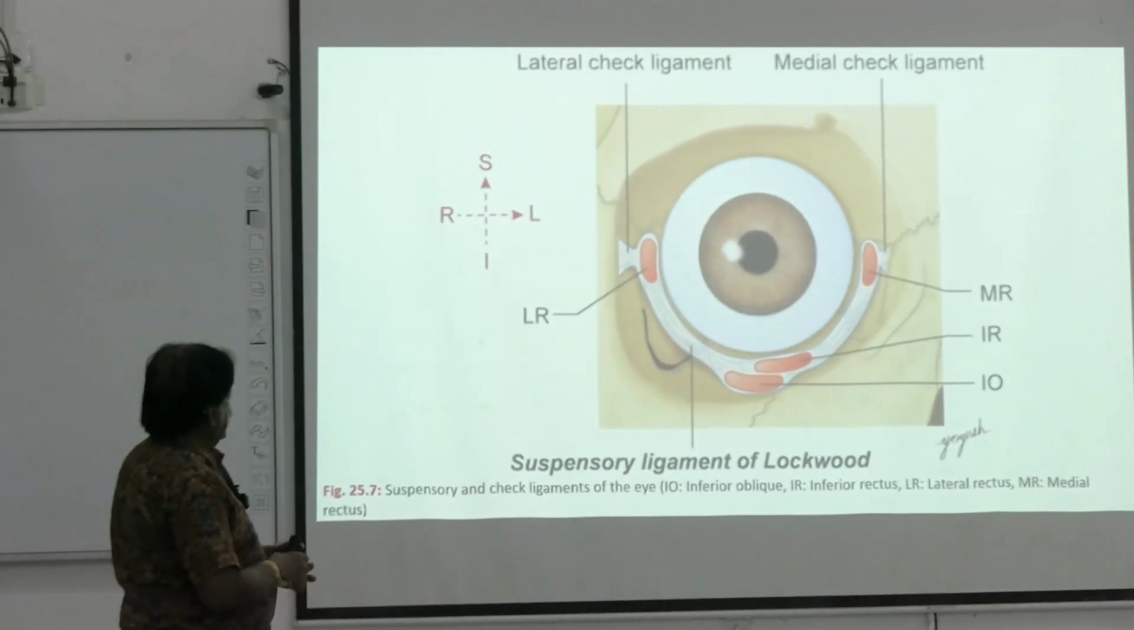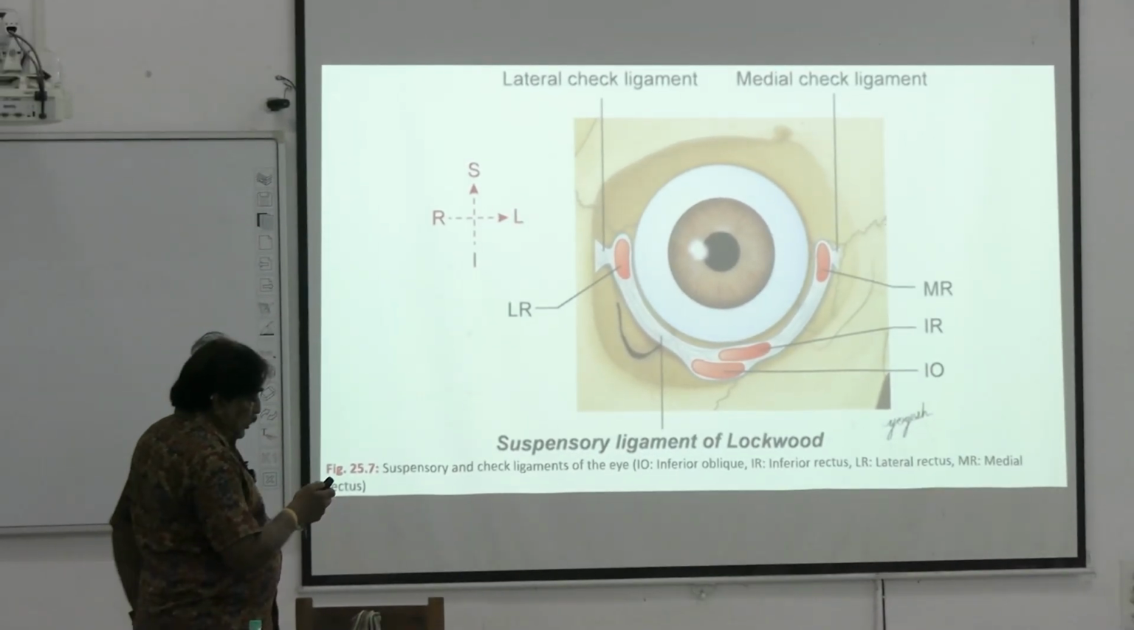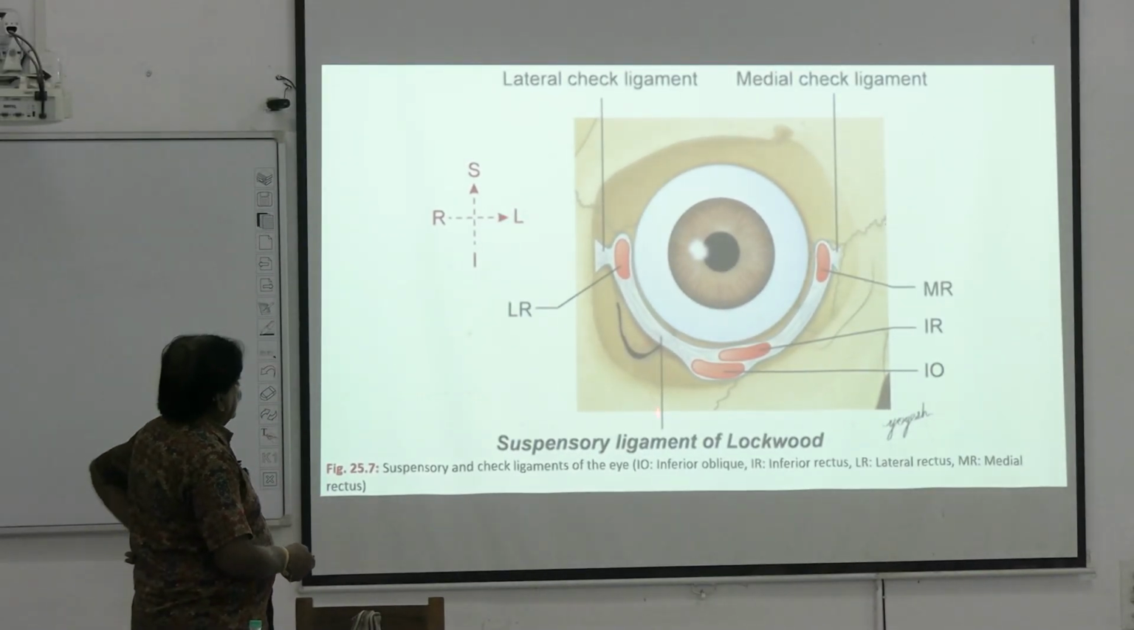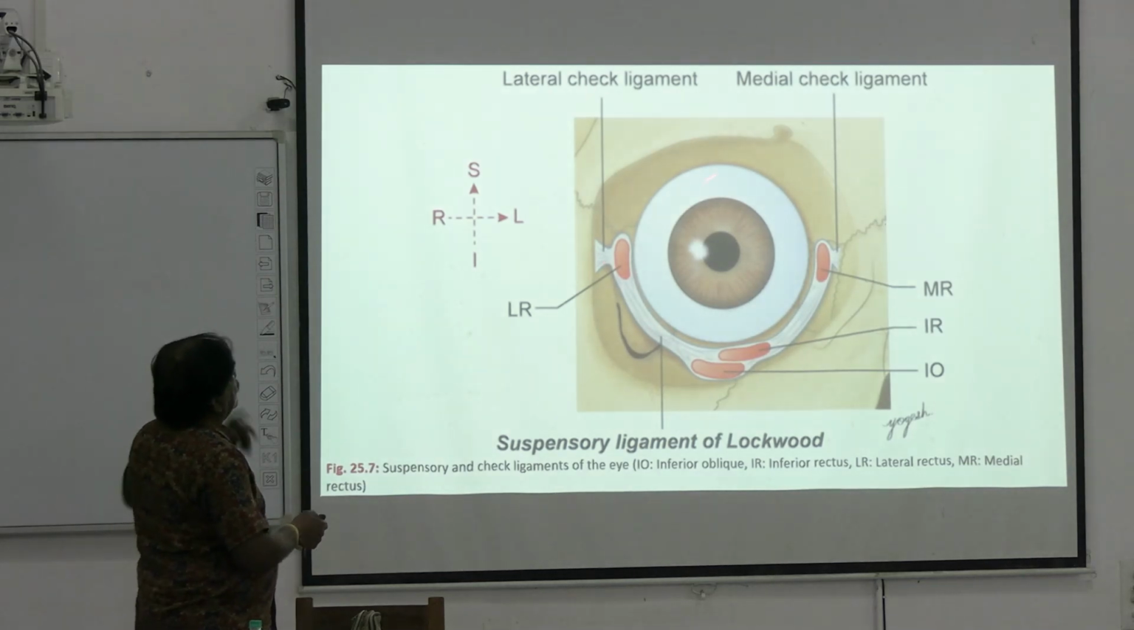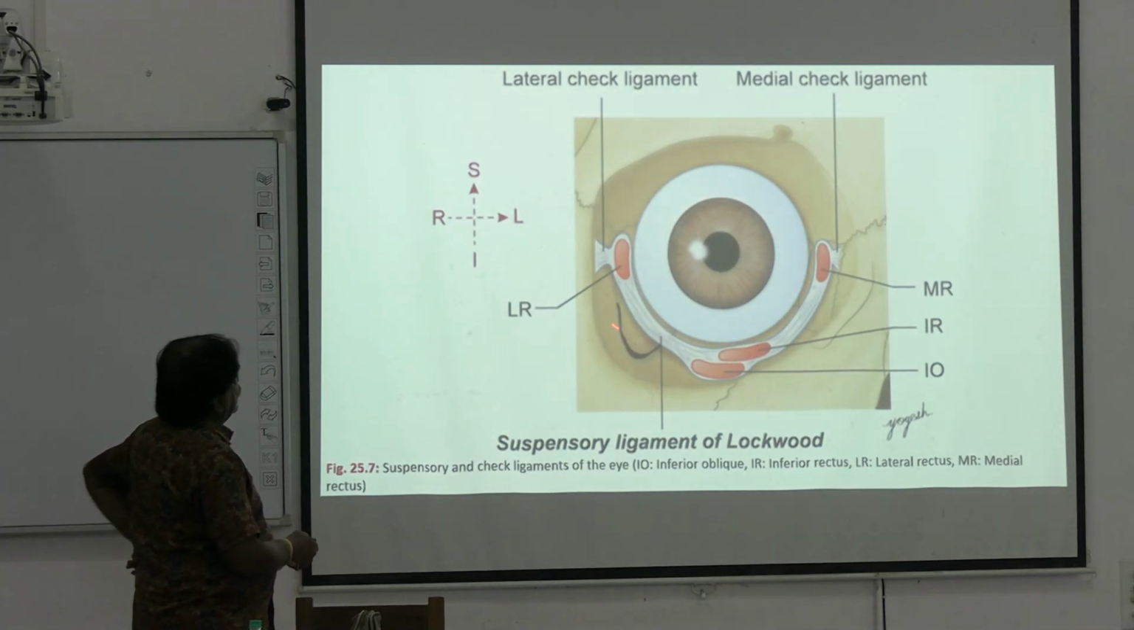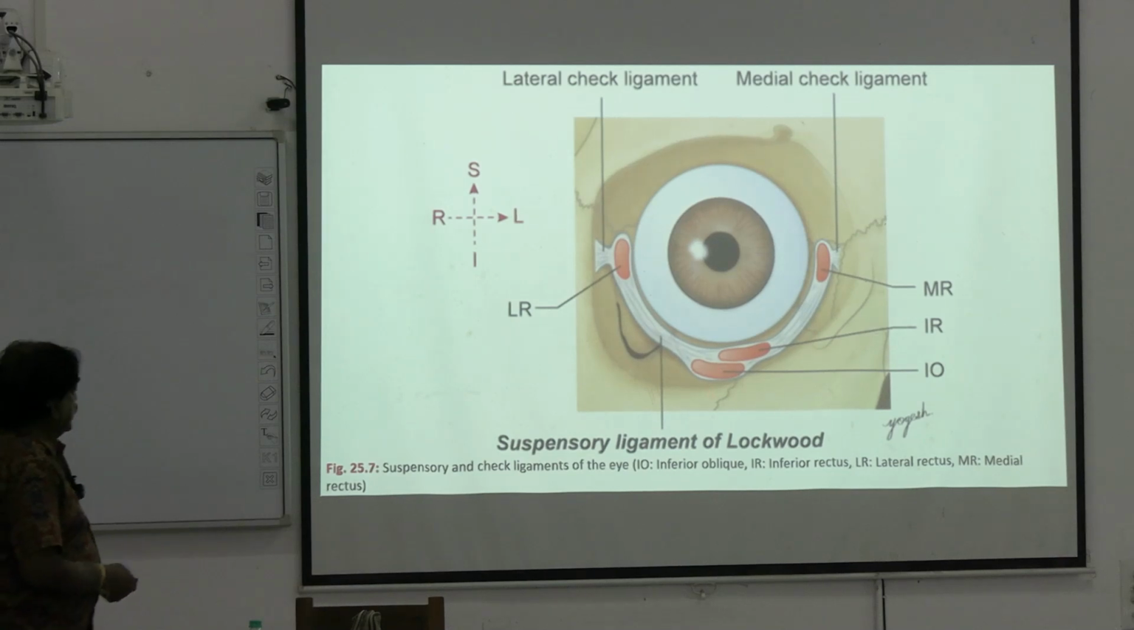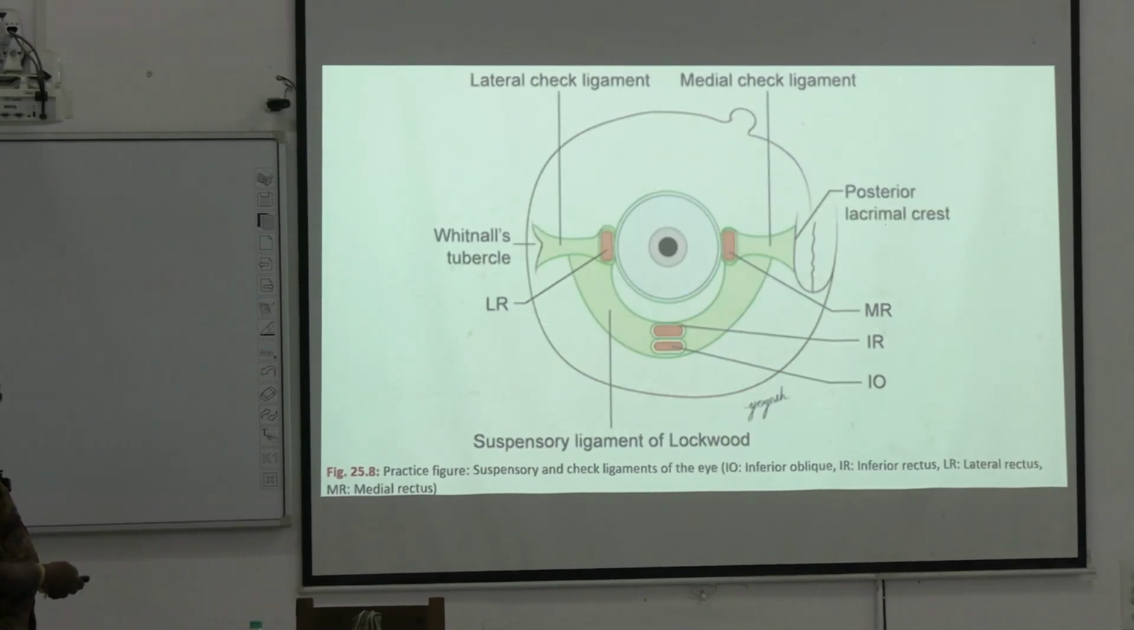Now see the suspensory ligament of Lockwood. The suspensory ligament of Lockwood. Now lateral check ligament, medial check ligament. Here the muscles: medial rectus, lateral rectus, inferior rectus, inferior oblique. Now this is the picture, and so you can see the importance.